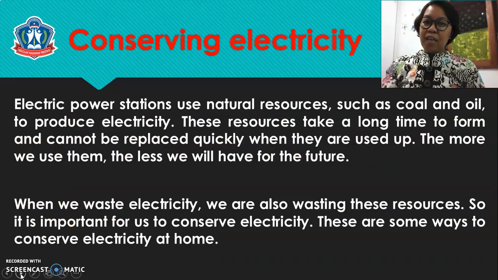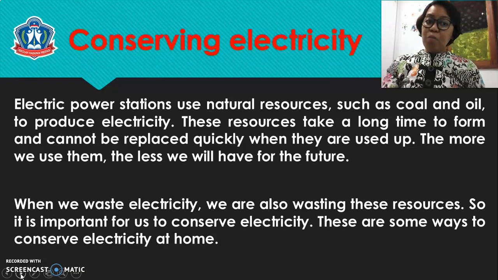Conserving electricity. Electric power stations use natural resources, such as coal and oil, to produce electricity. These resources take a long time to form and cannot be replaced quickly when they are used up. The more we use them, the less we will have for the future. When we waste electricity, we are also wasting these resources. So it is important for us to conserve electricity.